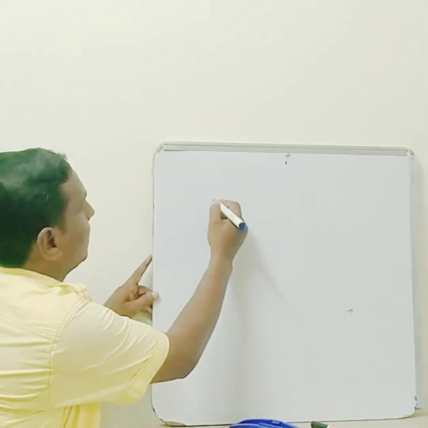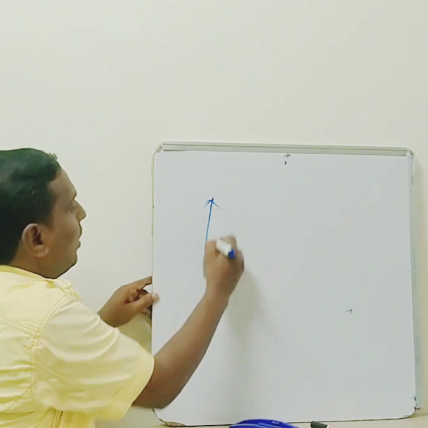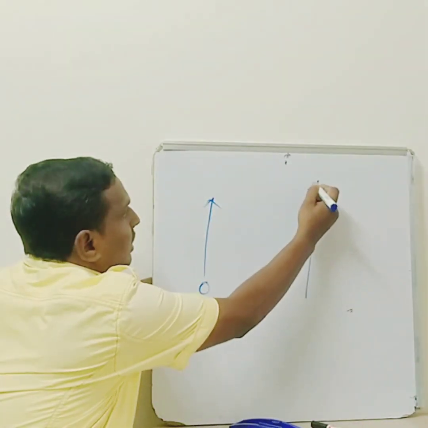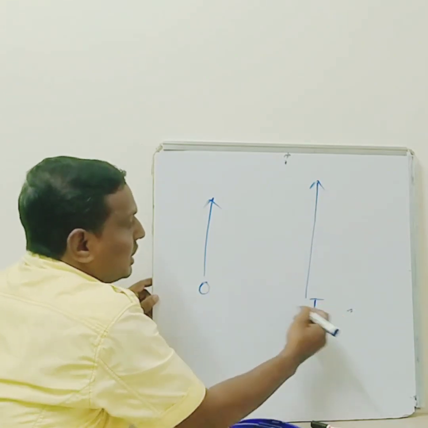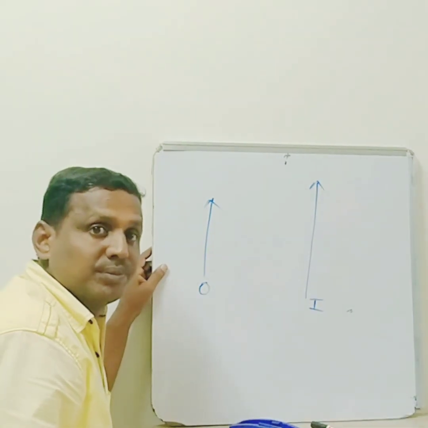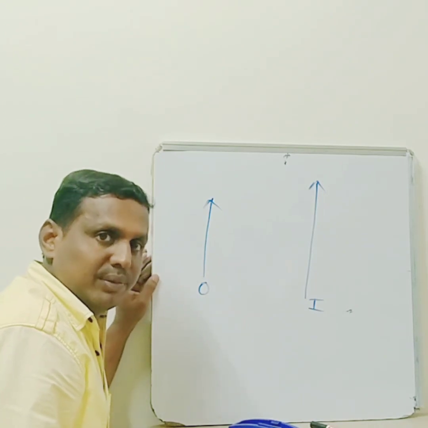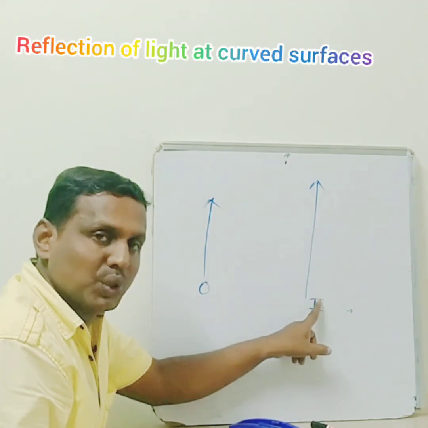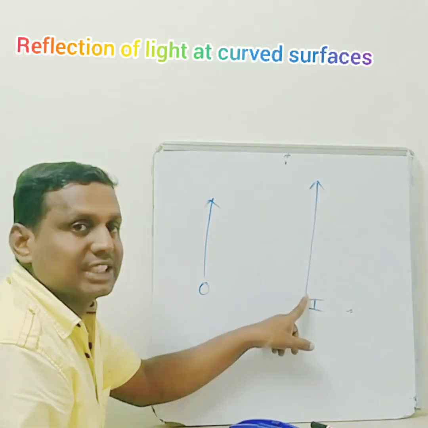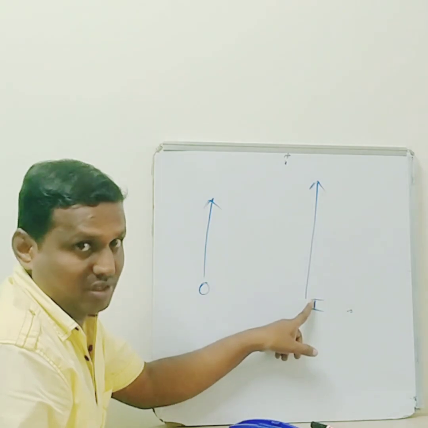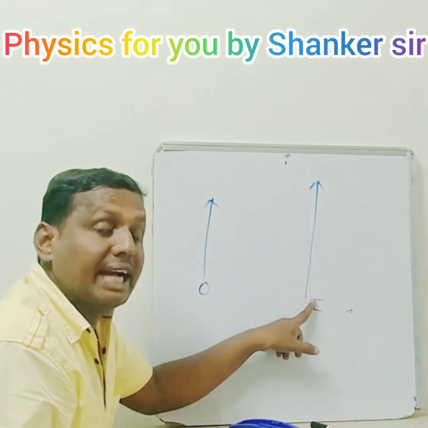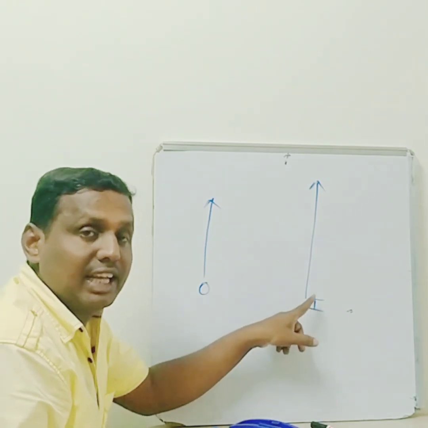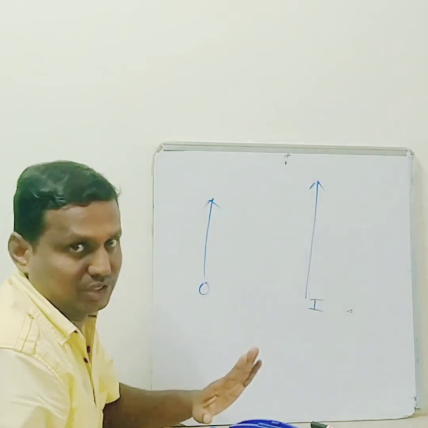You take an object. Now this is the image formed by the mirror. Then what happens is the size is increased here. Size is increased. So we can say this is an enlarged image, or we can say a magnified image. When the size is increased, then we can say enlarged image or magnified image.